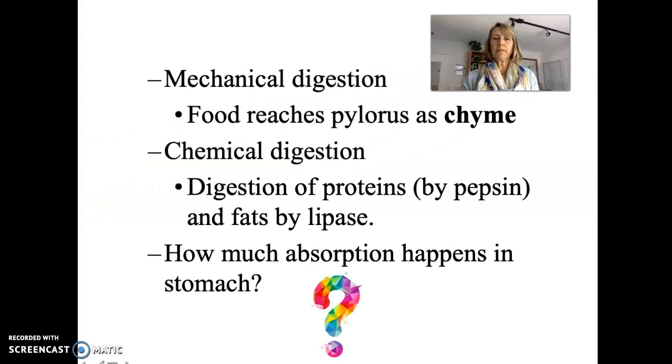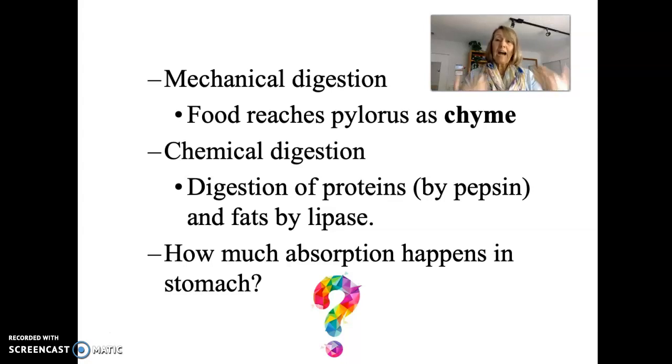Mechanical digestion goes on in the stomach, and so the food that reaches the pylorus, that pyloric region, is chyme. It has to be a mushed up substance that's now called chyme. So there's three layers of muscle there that are going to do this, and they're going to churn that stomach continually. Chemical digestion. Digestion of the proteins by pepsin and fats by lipase is what's sort of starting in the stomach to break these down. But is it really absorbed in the stomach, or is it just mechanical and some chemical breakdown?